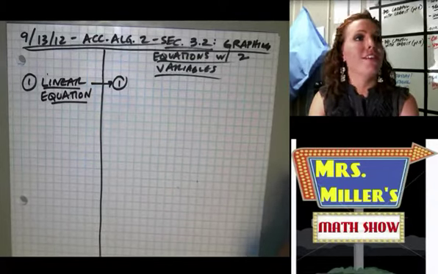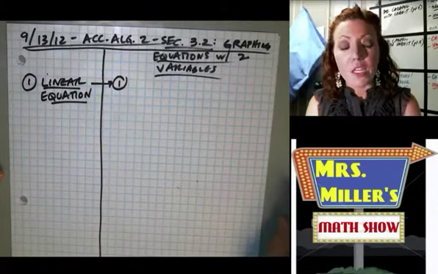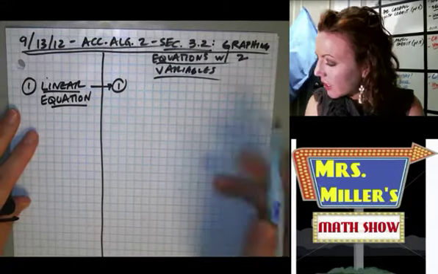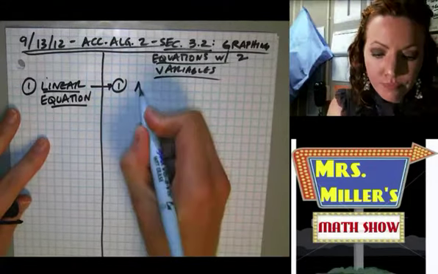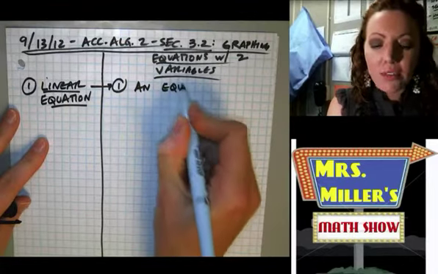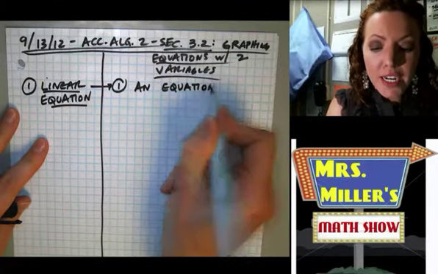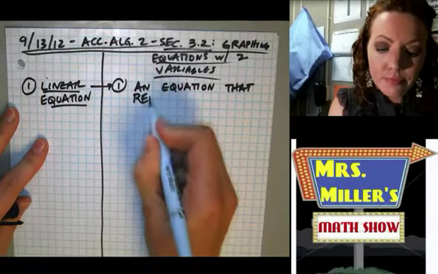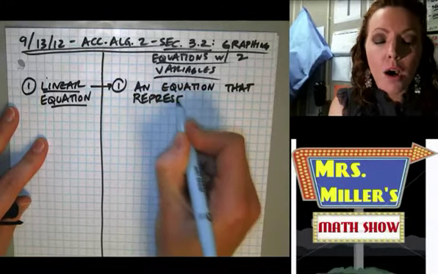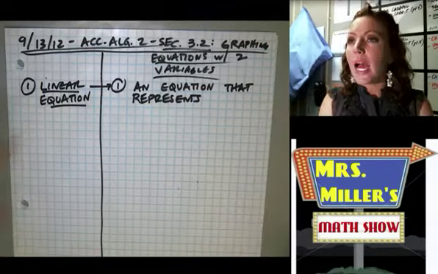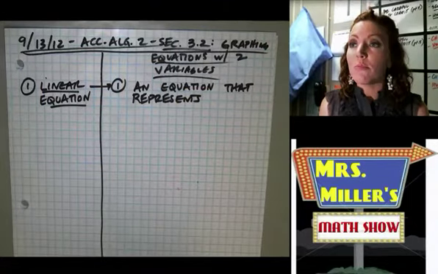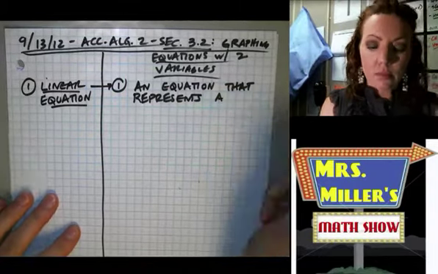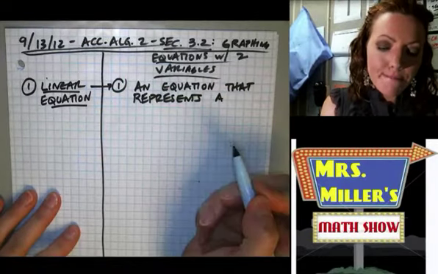Does anyone have another description of a linear equation? Marcy? That's slope, which is part of a linear equation. Okay, so a linear equation is, let's just keep it really simple. An equation that represents a line. Yes. Now, there are a few different types of linear equation forms that we'll go through, but we'll wait on that.